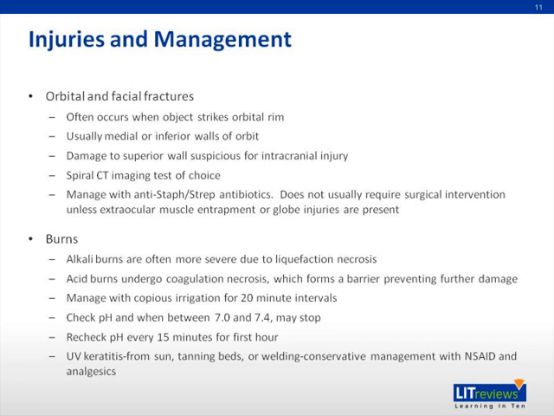With both of these, you want to manage with copious irrigation. I usually irrigate for 20 minutes at a time. The Morgan lens is the easiest way to do this. Just little cups that you can infuse saline straight over. You want to check the pH about every 20 minutes. Once the pH is between 7 and 7.4, you can stop. You want to really recheck it every 15 minutes or so for the first hour just to make sure you're staying within that acceptable range.